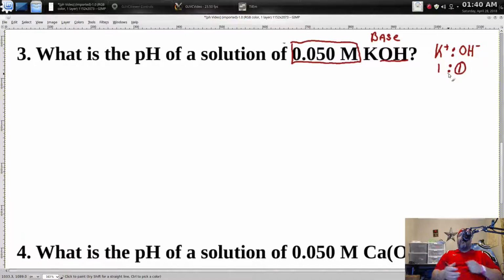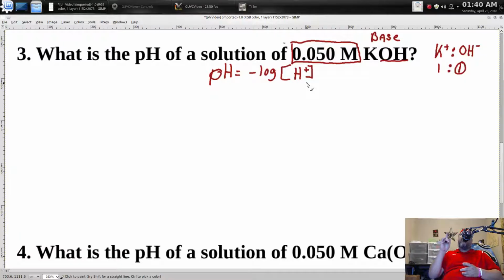Yay! All right. Now remember, let's look at that formula that we need for pH. The formula that we need for pH is pH equals the negative log of the hydrogen ion concentration. Well, we're kind of running into a problem right here. We don't have a hydrogen ion. We have a hydroxide ion.